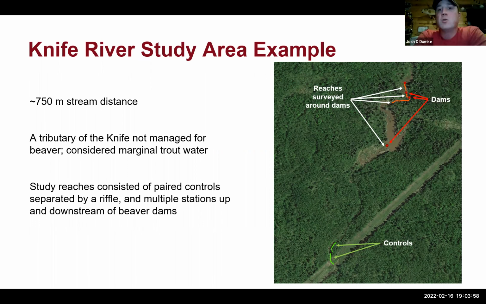This study reach is showing some green squiggles down at the bottom. Those are the paired control reaches, which are separated by a riffle. And then there's a span of river that isn't marked with anything until you get to these red dots and orange squiggles. The red dots are the dams that we were including in our fish movement study, and the orange squiggles are the electrofishing stations in between dams. Next.